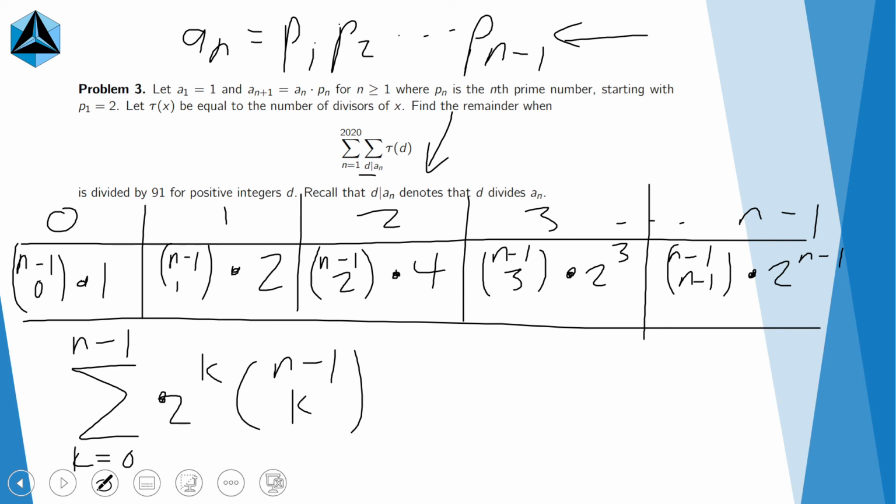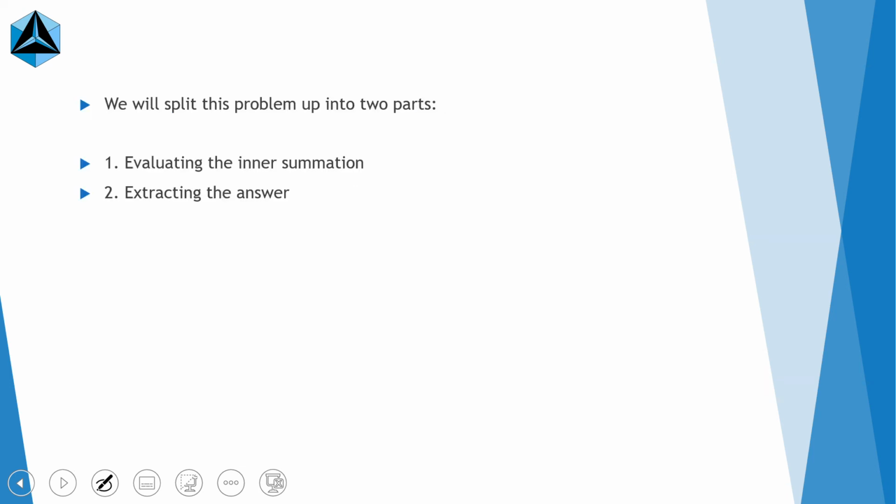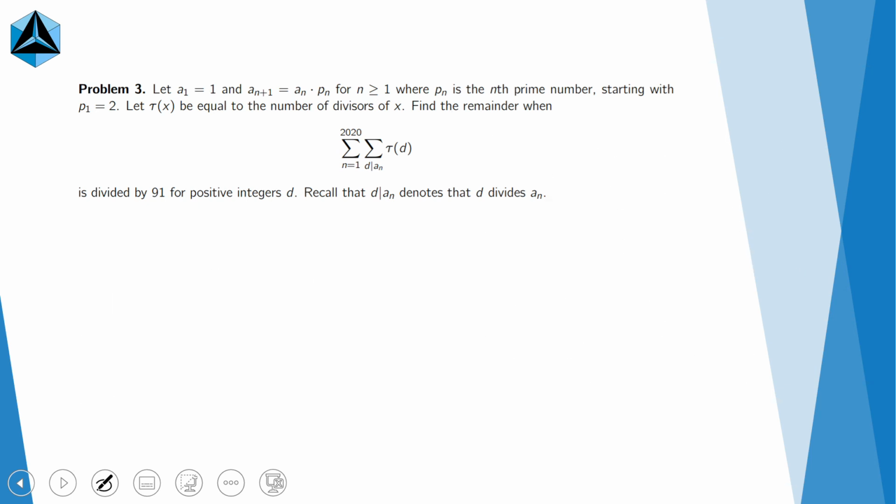This should be familiar. This is just the binomial expansion, to be specific, of 1 plus 2 to the power of n minus 1. If you're not very familiar with this, you should try looking it up, and I encourage you to think through this. This is 1 plus 2 to the power of n minus 1, which is equal to 3 to the power of n minus 1. So what we've just done is find a closed form for that portion, which is equal to 3 to the n minus 1.